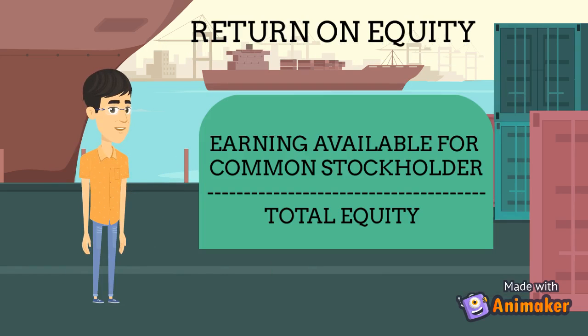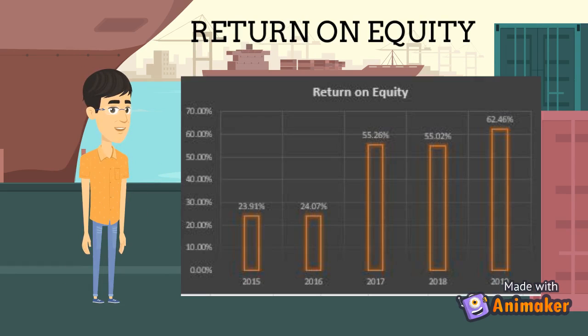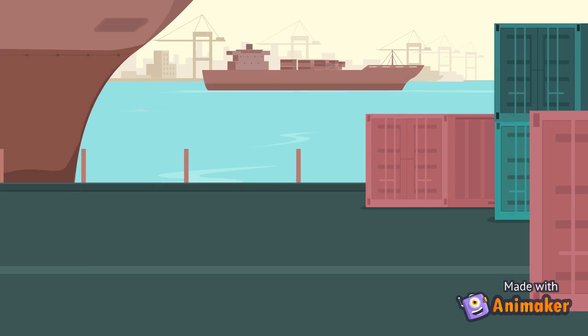Lastly is the return on equity, which measures the earnings that the company generates relative to the equity invested. The return on equity formula is earnings available for common stockholders divided by common stock equity. During the 5 years period the return on equity ratio shows a significant increase from 23.91% in 2015 to 62.46% in 2019.